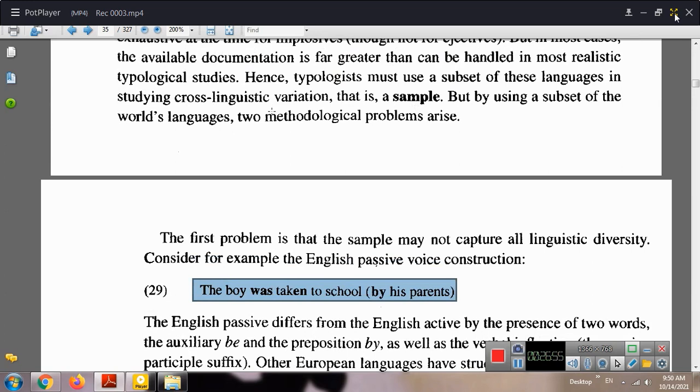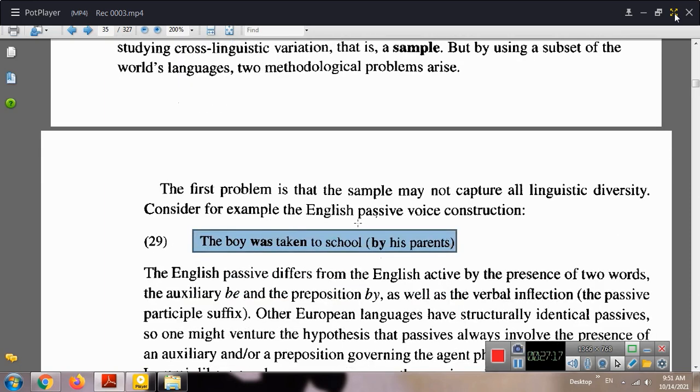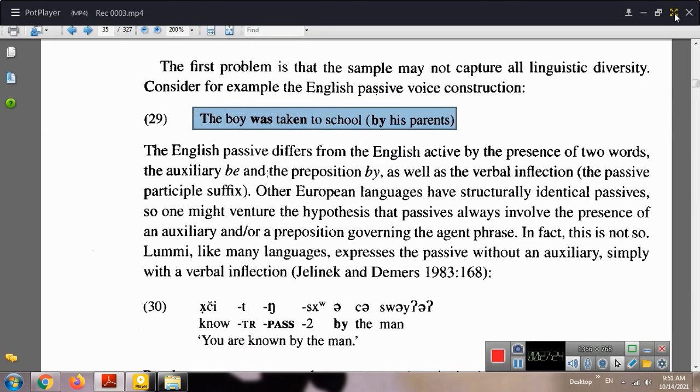For doing a typological study, we should have a sample. By sample, we mean a subset of these languages in studying cross-linguistic variation. But by using this subset of the world's languages, we have two methodological problems. One, the sample may not capture all linguistic diversity. For example, here we have the passive voice construction in English. The English passive differs from the English active by the presence of two words, the auxiliary be and the preposition by, as well as the verbal inflection, the passive participle suffix.